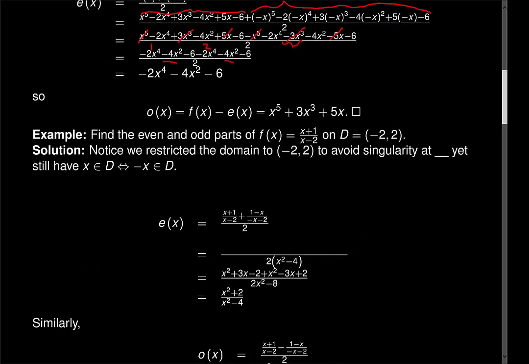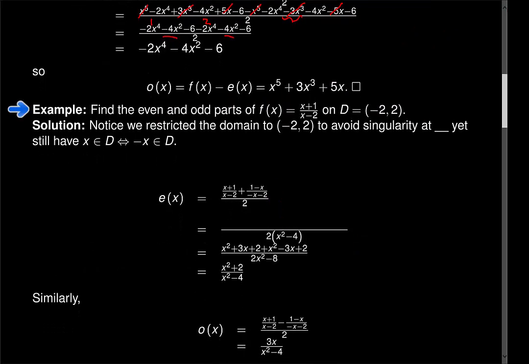All right, let's take a little more interesting example. Find the even and odd parts of f of x is equal to x plus 1 over x minus 2. And for this, because this doesn't have such a wonderful domain, the domain of this is all points where x is not 2. So it's the real line other than 2. But let's take a domain which is just minus 2 to 2. So we have to avoid the point 2. And so let's find the even and odd parts of f on this domain.